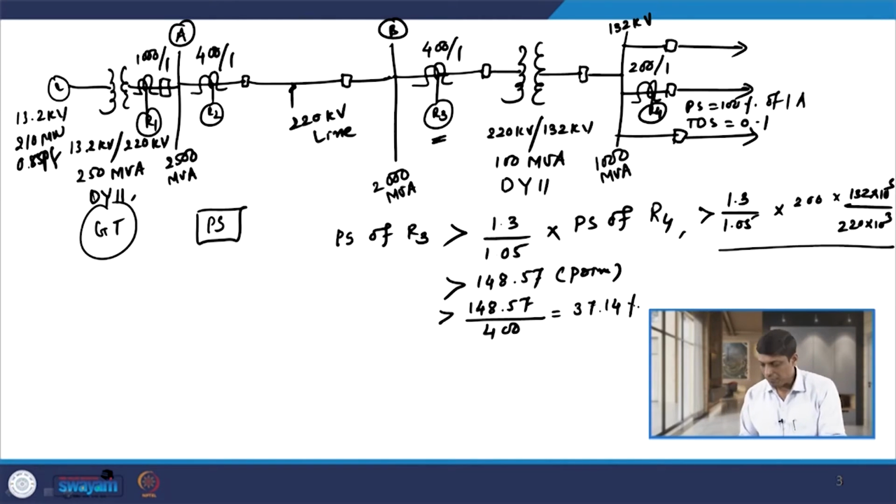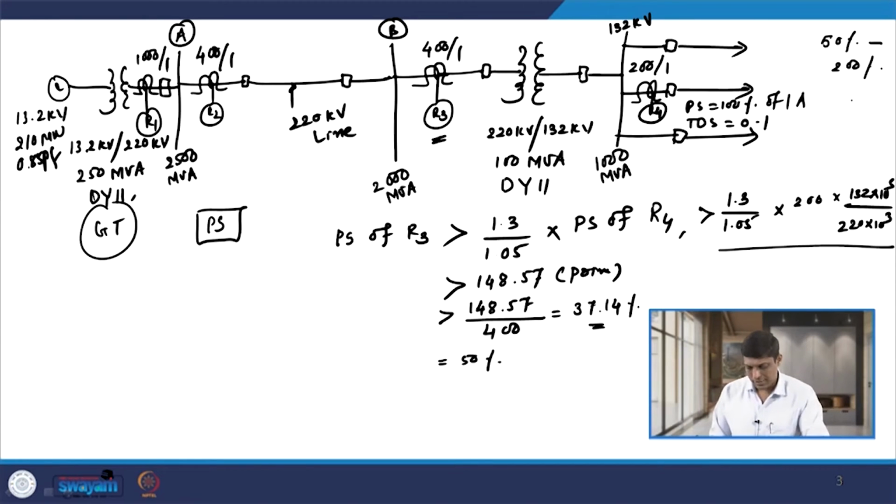37.14 percent. Based on this we can decide the setting, that is 50%, because the setting range of all the 4 relays is from 50% to 200% of 1 ampere in steps of 25%. So, the available value higher than 37.14% is 50%. So, we can decide the setting of relay R3 as 50%.